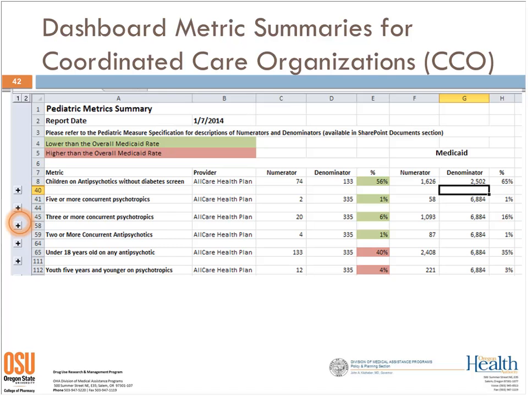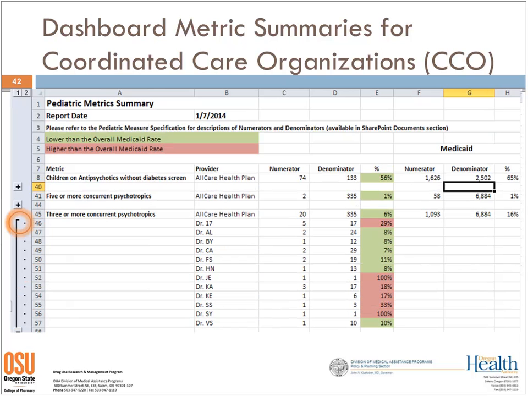On the left-hand side, we use the Excel grouping feature, where if you click on one of these plus marks, it'll expand that section, and then you drill into the detail of each doctor. And so we see all of the cases that make up the 3 or more concurrent psychotropics. There's 20 of them in all care, and we can see which ones are prescribed by which providers and how those numbers compare to Medicaid again with the color coding.